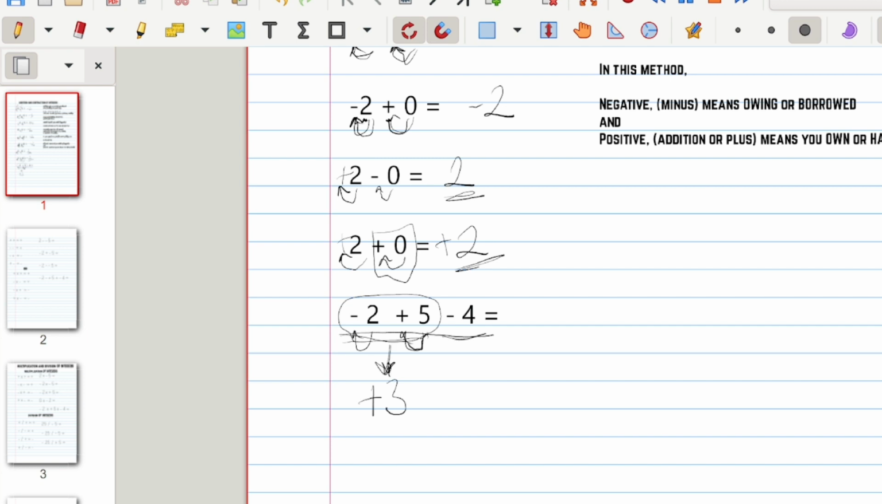Then you drag down the -4. So it will be +3 minus 4. The plus three means you're having three pencils. The minus four means you're owing four pencils. You're having three pencils and you're owing four. By the time you pay back the three pencils you're having from the four you're owing, you'll still be owing one pencil. So the answer, since you're owing, will be minus one.